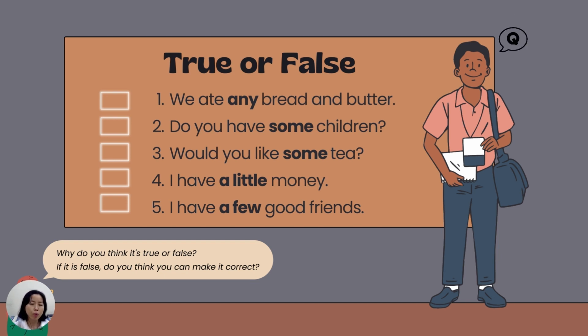What about number four? I have a little money. Oh, it's easy for you. So you think that this sentence is true. I have a little money. Okay. Number five. I have a few good friends. What do you think? The use of a few here. Is it true or false?